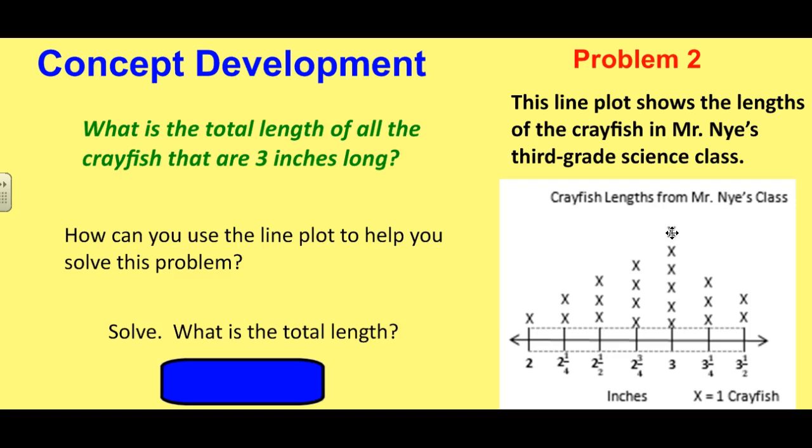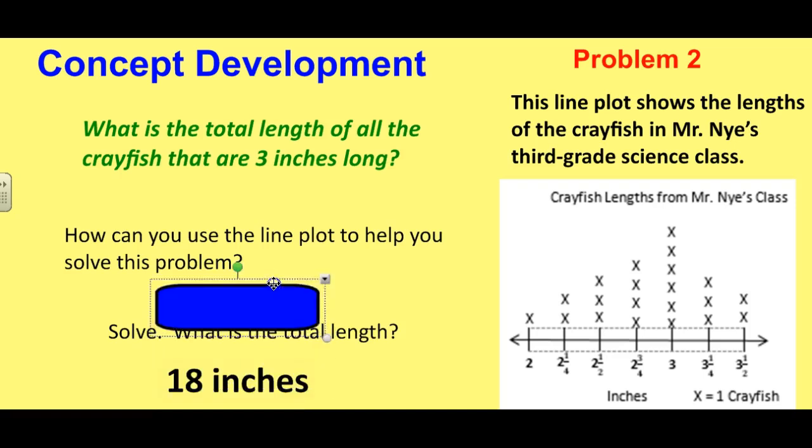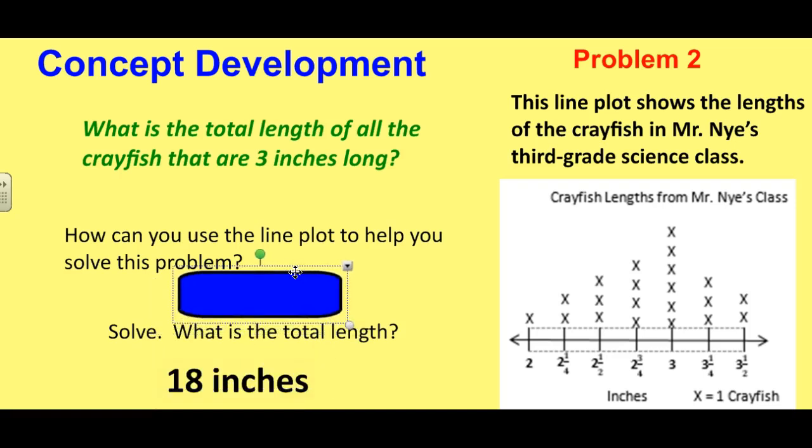So now that you know how to work this problem and you understand it a little bit better, I want you to put what is the total length of all of these crawfish that are 3 inches long. So write that on your piece of paper and then push play when you're ready to check it. So the correct answer is that they are 18 inches long if I were to put them all in a row side by side.